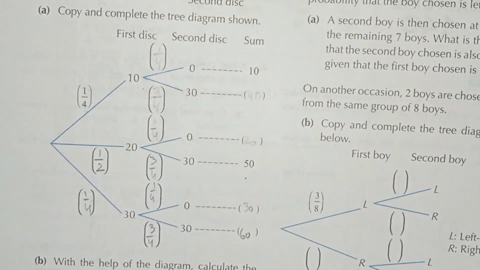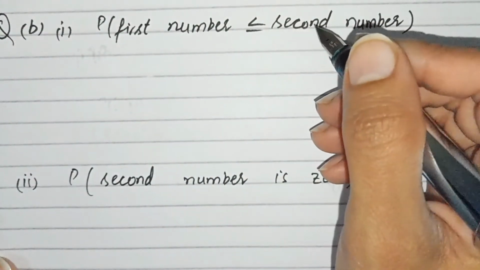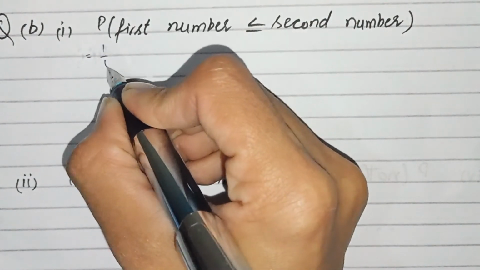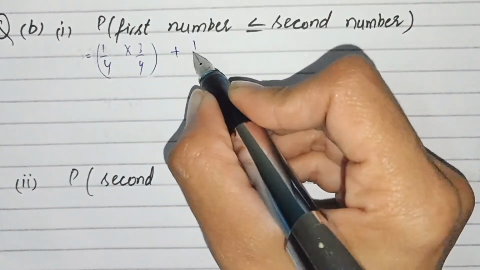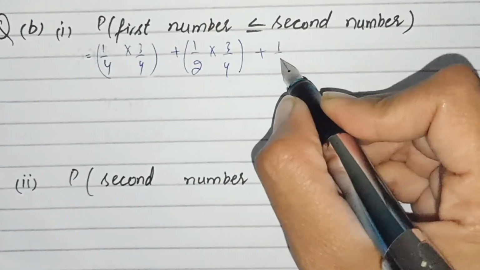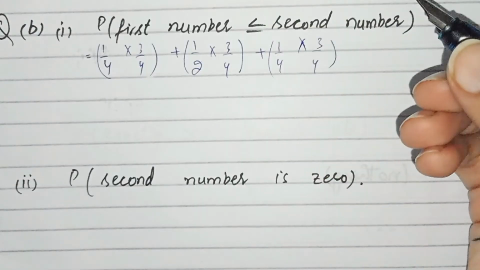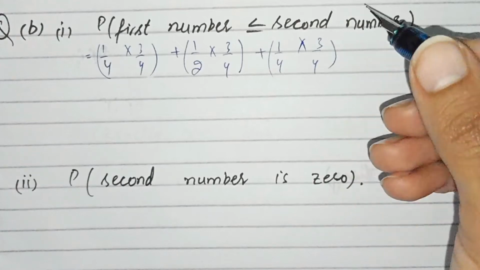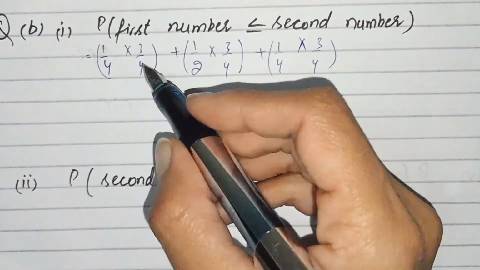Now we solve it. Part number 1, the first number is less than or equal to the second number, and the probability is 1 by 4 times 3 by 4, and 1 by 2 times 3 by 4, and 1 by 4 times 3 by 4. This way, now we have to calculate it, and it's also shown in the tree diagram that this is the probability. Now we have to solve it.